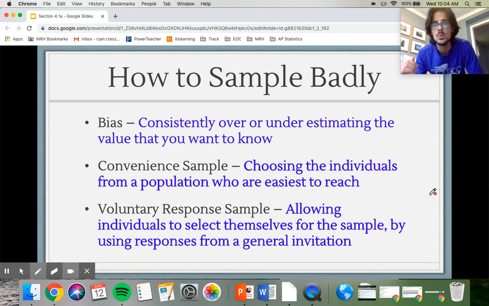Another bad thing I can do is use what's called a voluntary response sample, which is basically where you allow people to join a general invitation. So they choose themselves for the sample. Let's say I wanted to figure out what people thought about some issue, and I send out a survey to everybody. I've used this example in class. We've talked about mailing things back. But generally, when you allow people to respond if they feel like it, you're going to hear from people who feel strongly about the issue. People who don't care as much aren't going to bother to respond.